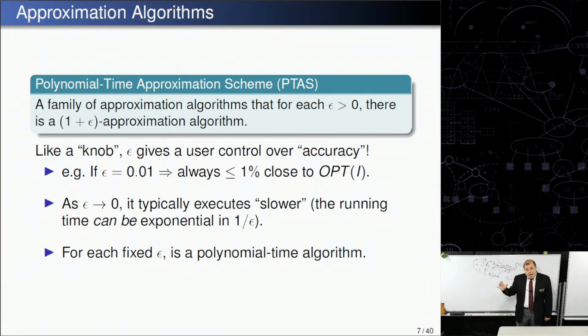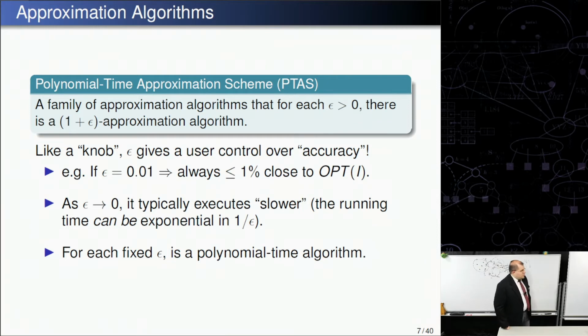However, there are special kinds of PTASes, such as fully polynomial time approximation schemes, that forbid you from writing things like this in the exponent. The running time has to be polynomial both in the input size and 1 over epsilon. So some problems have FPTASes, fully polynomial time approximation schemes. Some don't, assuming that P is not equal to NP.